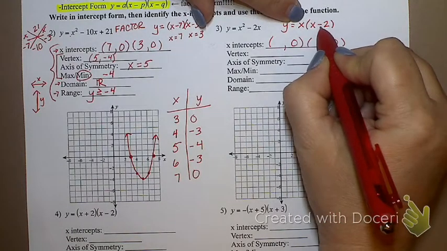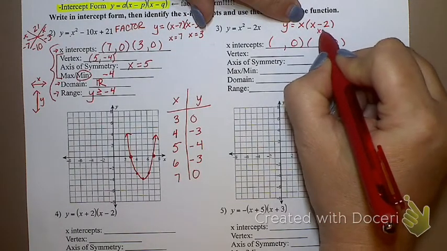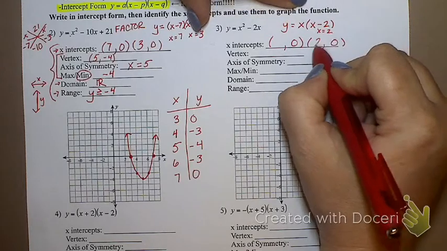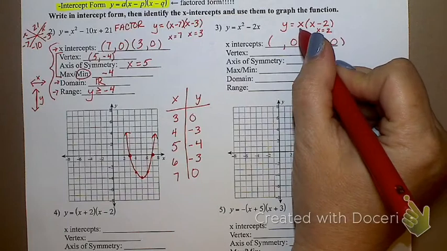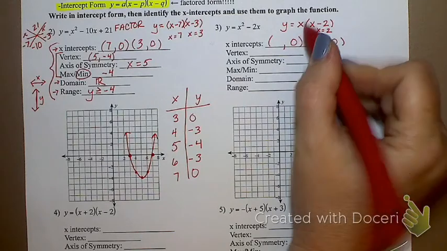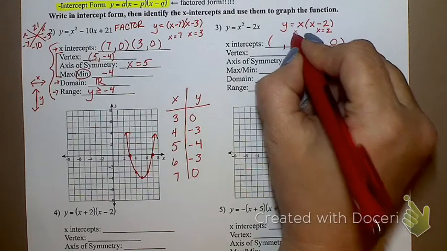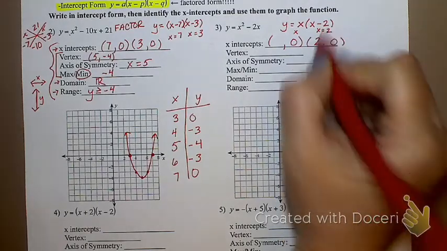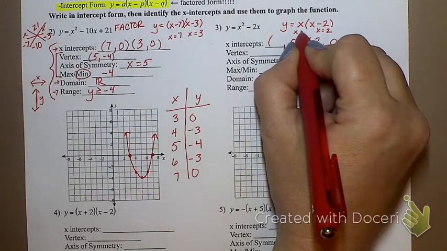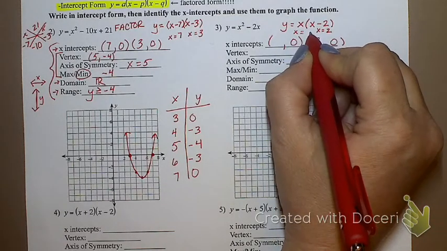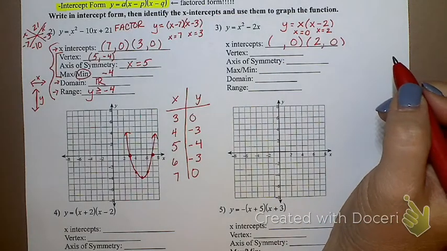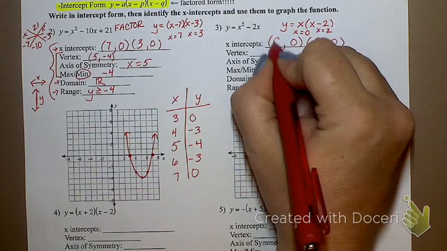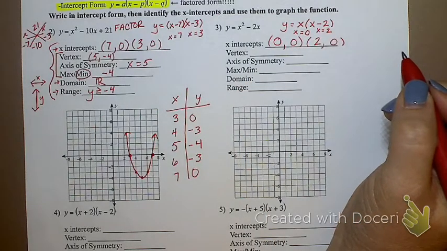What do I get from there? Well, I know from here I get what? I get x equals 2 there. So one of mine is 2, 0. What do I get from here? No. Because if it was 1, it would say x minus 1. It would just be x equals 0. So one of my x-intercepts is 0, 0.